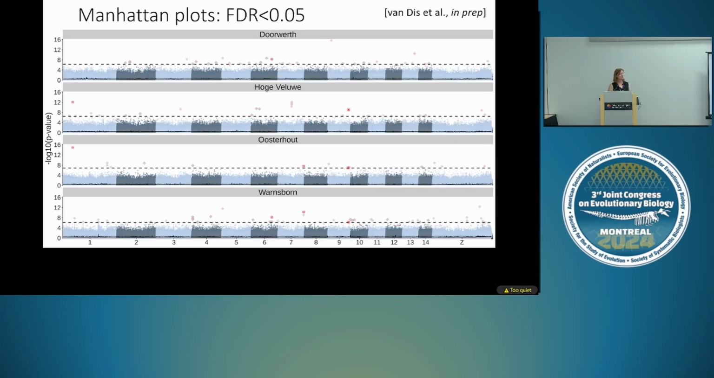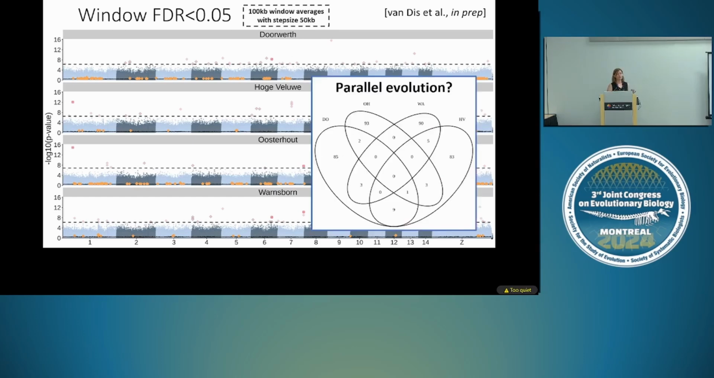But of course, we did pooled sequencing, so we also wanted to increase our power by doing a window analysis. That window analysis is now also plotted here. We did 100 kb windows, and these orange diamonds at the bottom of each panel are significant windows. So these are genomic regions that have significantly changed over time. And you can see that now we're picking up a lot more signal for most of the forests. But again, if we compare them to see if there's any overlap, looking at the top 100 windows, we again see very little overlap.